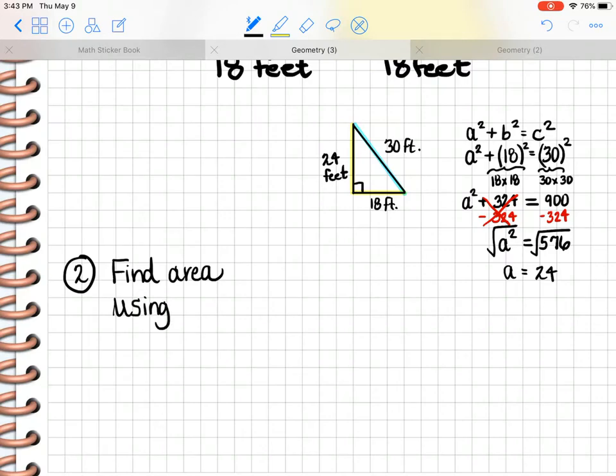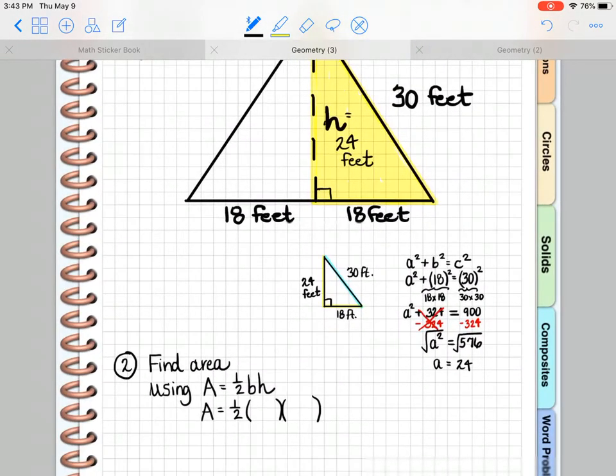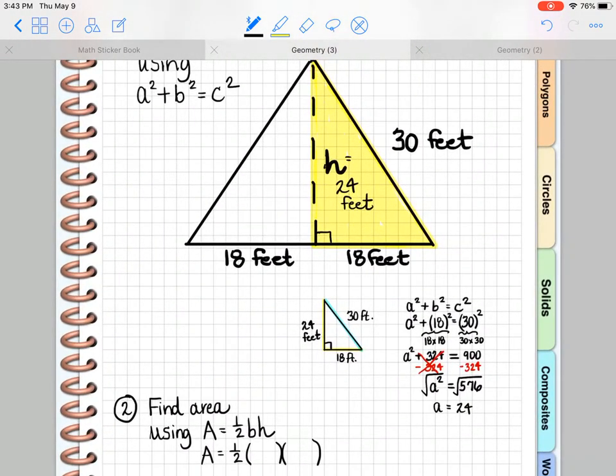which is A equals 1/2 BH. So area equals 1/2 the base times the height. And that's all we need. We don't need all the 30 and all this other stuff. Now be careful with the base. The base is not 18 feet. That's half the base.